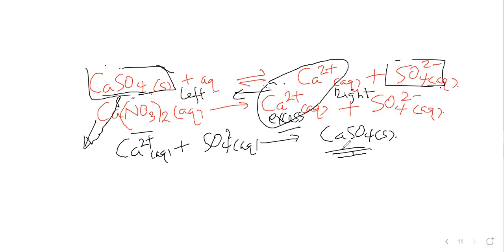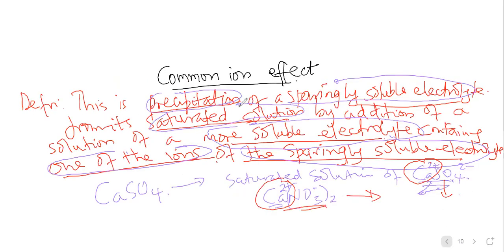Why does it decrease solubility? Because of what I've explained here. So what shall we say here? They can ask you to explain the changes that take place. Actually, this has been bringing me to this definition here. The precipitation of a sparingly soluble electrolyte from its saturated solution by addition of a solution of a more soluble electrolyte containing one of the ions of the sparingly soluble electrolyte.